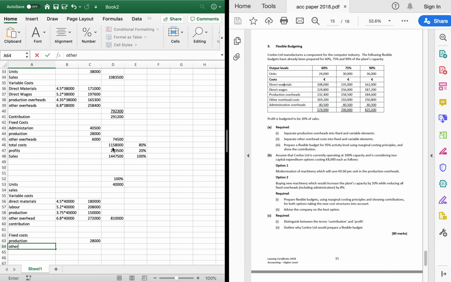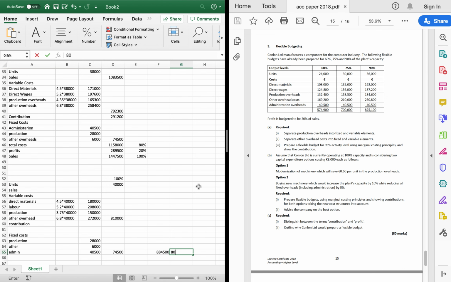Other was, just these numbers again, other was 6. And the admin was 40,500. So we'll add those together. Okay, the total costs. Total costs are 884,500.